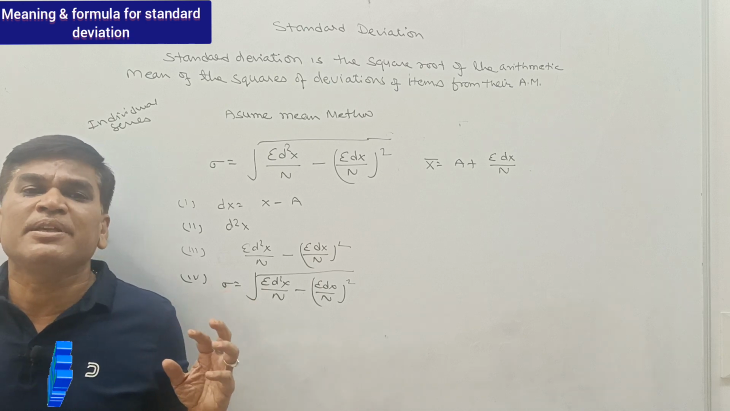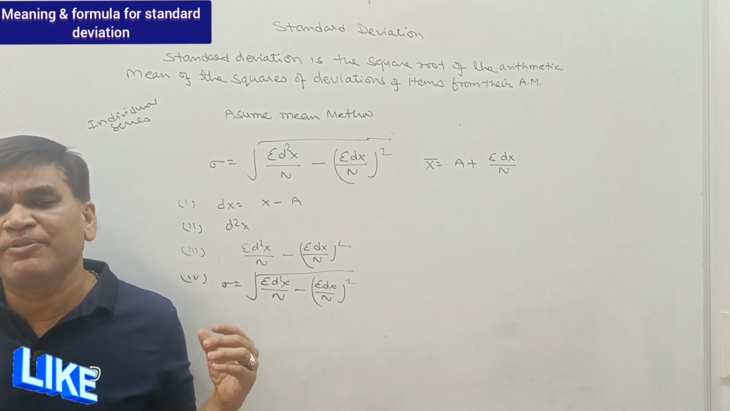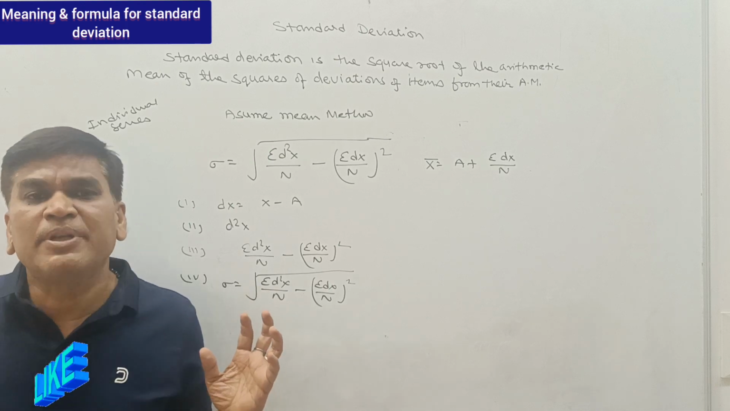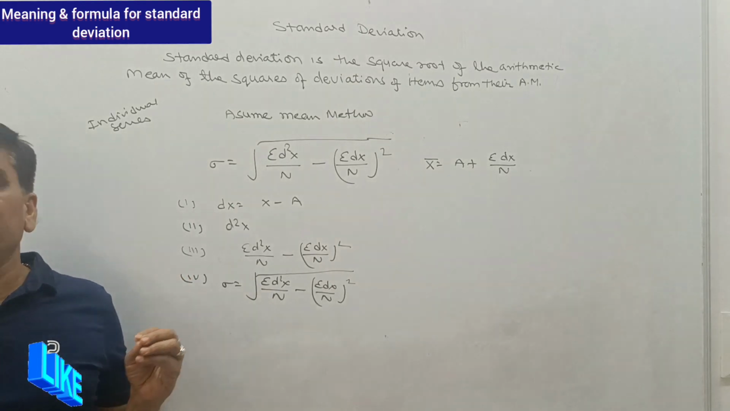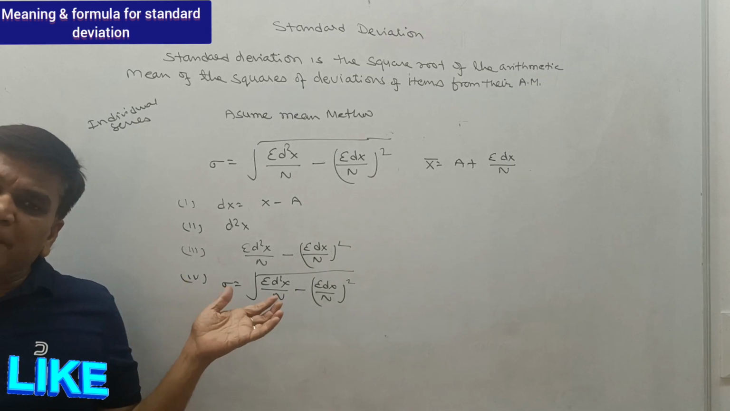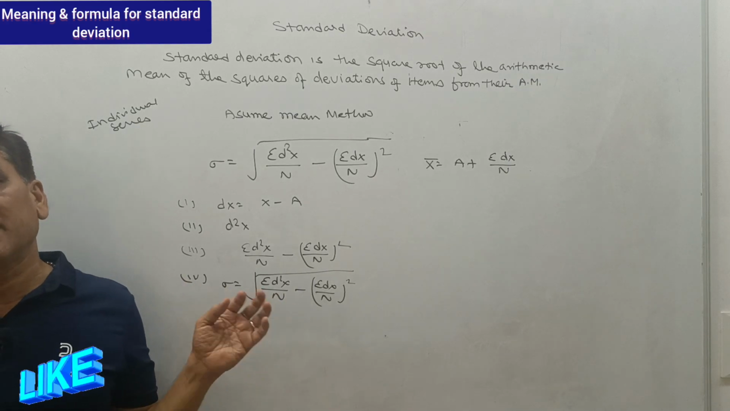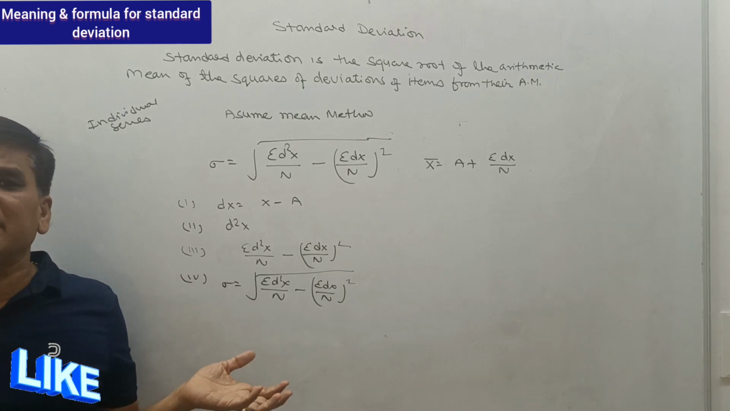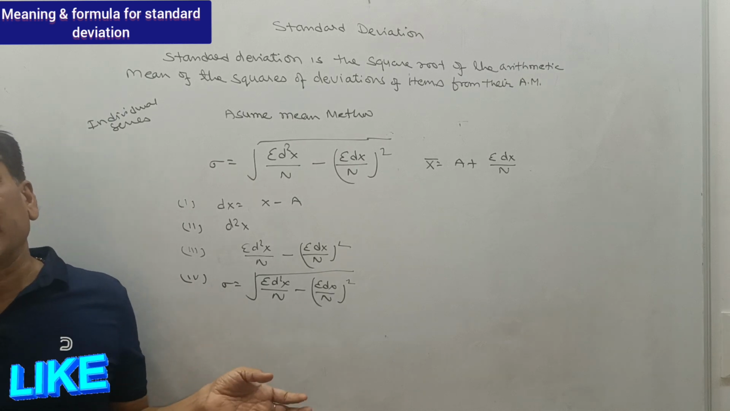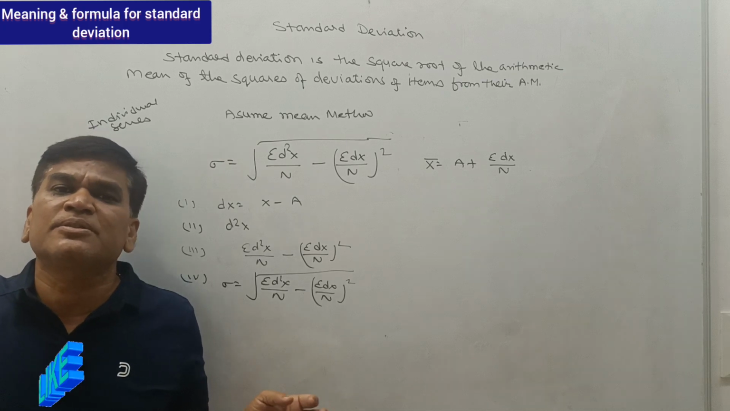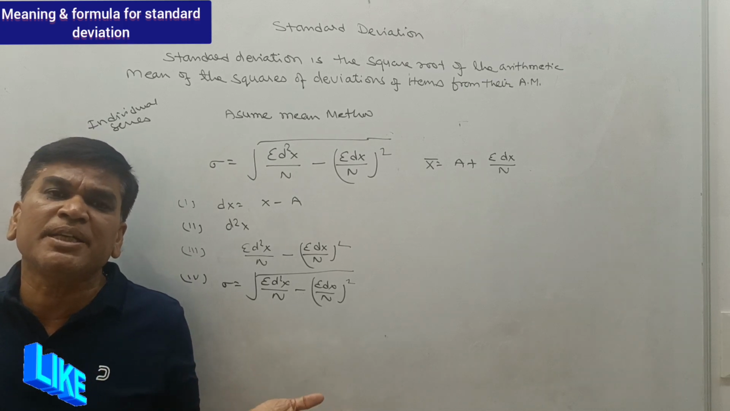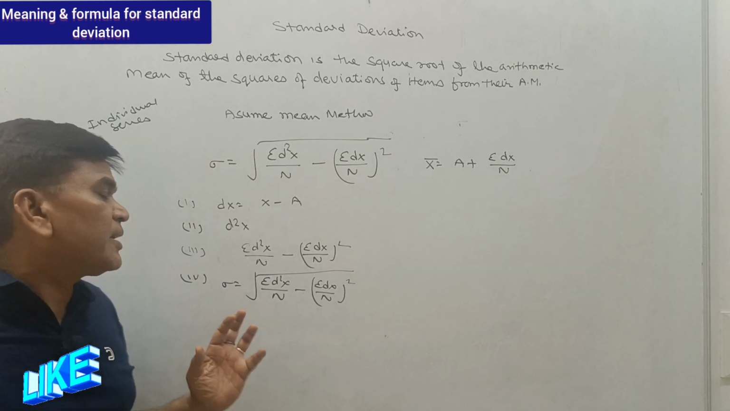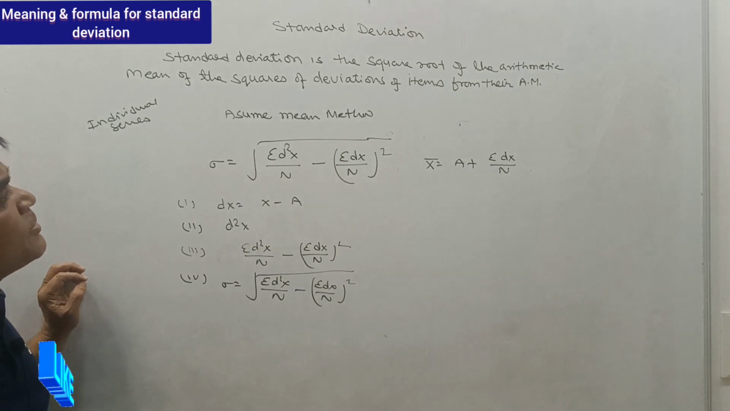Whenever we take an example for this, we will cover both types of methods. We will do the same question first by the direct method and second by the assumed mean method. Which method you like, you can use, that is not a problem. The calculator is also allowed in the examination, so whether we use the direct or indirect method doesn't matter. So this is the assumed mean method.